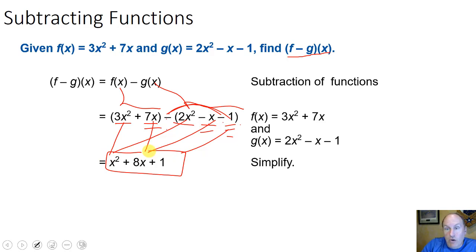Now it's important to note, if I asked you what g minus f of x was, it would be a different answer because remember, addition is commutative, subtraction is not. So g minus f of x, we're not going to do it, but it would be a different answer.